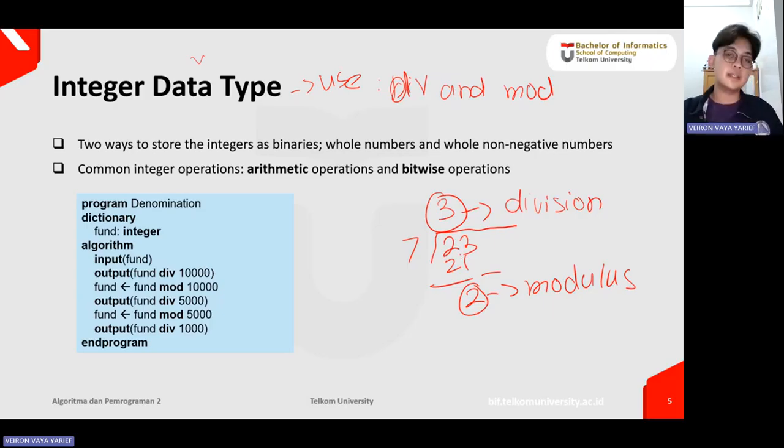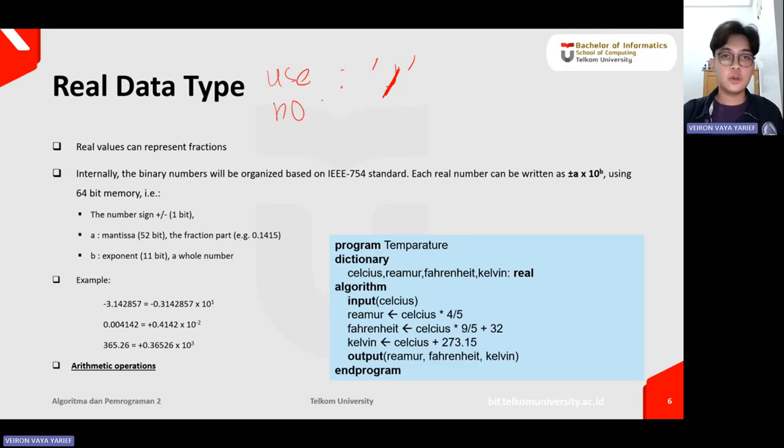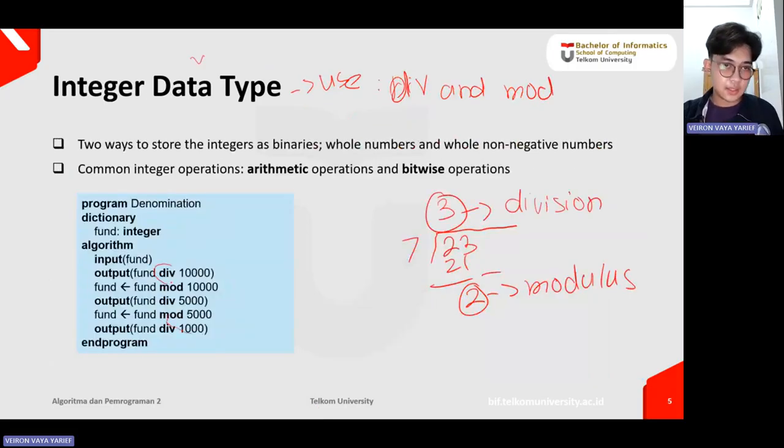You can add it, you can minus it, but this is what makes it different. It has a modulus operation. So if we jump to the next data type, it's real. It can represent fractions and decimal points. What you use here is this division symbol, okay? And it doesn't have a modulus operation. No modulus operation. That's what's important in real data types. So here it uses this symbol, but here you see it using div.